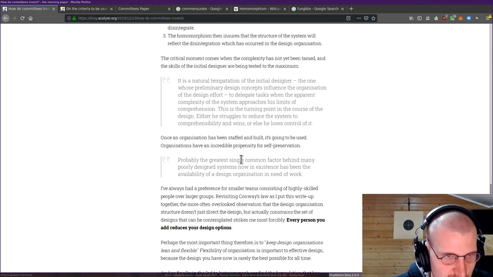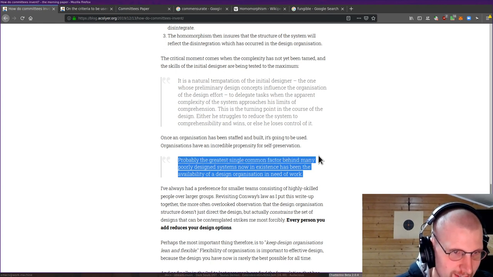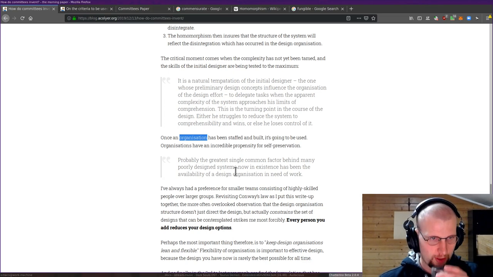Once an organization has been staffed and built, it's going to be used. Organizations have an incredible propensity for self-preservation. Probably the greatest single common factor behind many poorly designed systems now in existence has been the availability of a design organization in need of work. The bureaucracy is expanding in face of the expanding bureaucracy. So organizations want to stick around and keep on working on stuff. That's what we're talking about here.